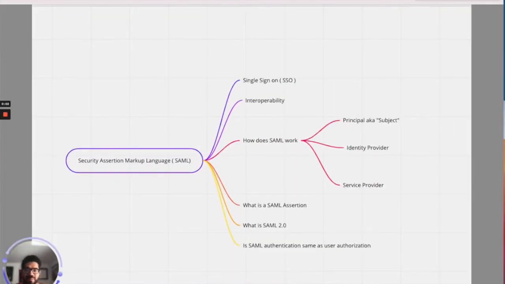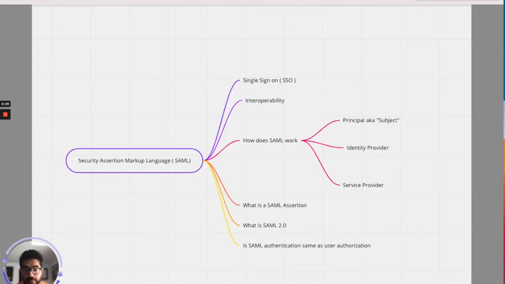Everyone, welcome back. So, today we will talk about another important topic in security that almost everyone should know about. That is SAML. SAML stands for Security Assertion Markup Language. Quite a big name. Well, let's go and understand.